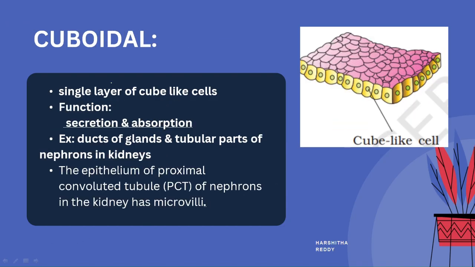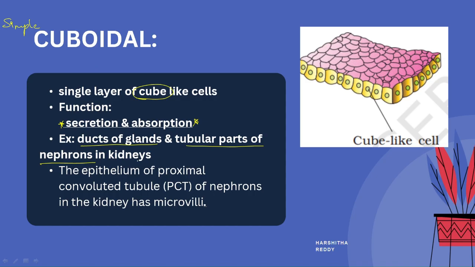And then comes the cuboidal epithelium. It is a simple cuboidal epithelium. As it is simple, it is made up of a single layer of cube-like cells. As you can see here, they are a cube-like cell arrangement. The function of this cuboidal epithelium is secretion and absorption. Ducts of glands and tubular parts of nephron possess cuboidal cells.